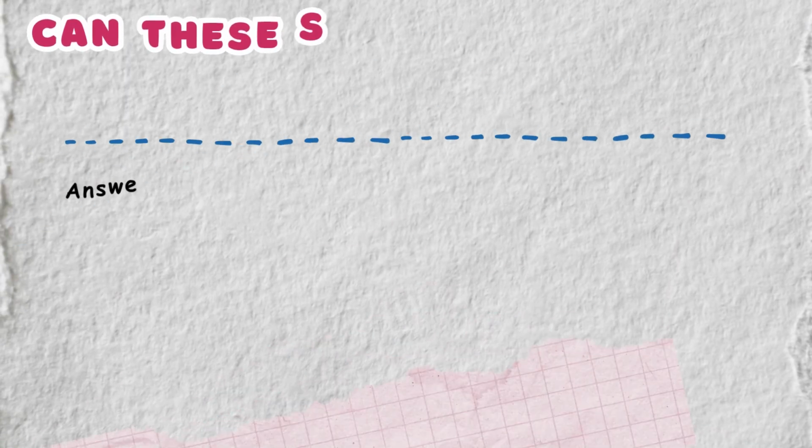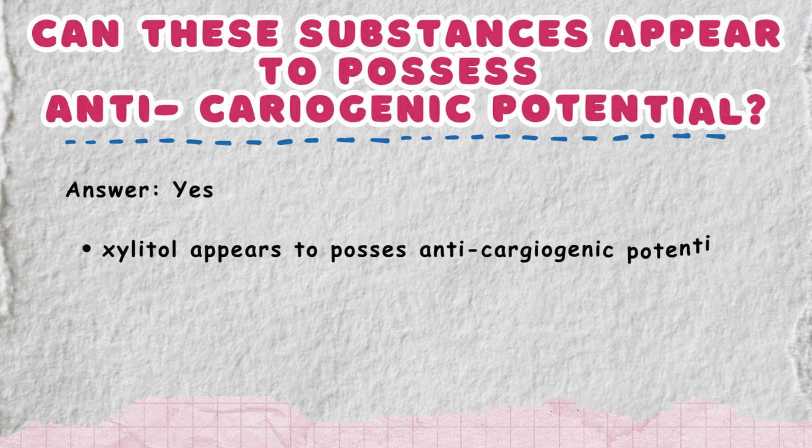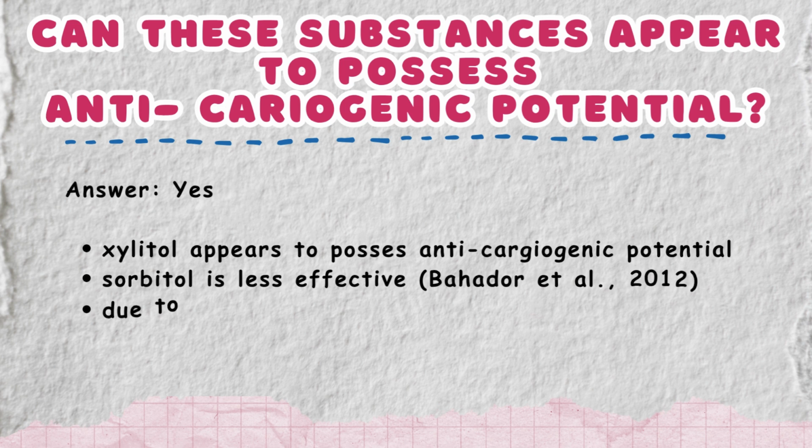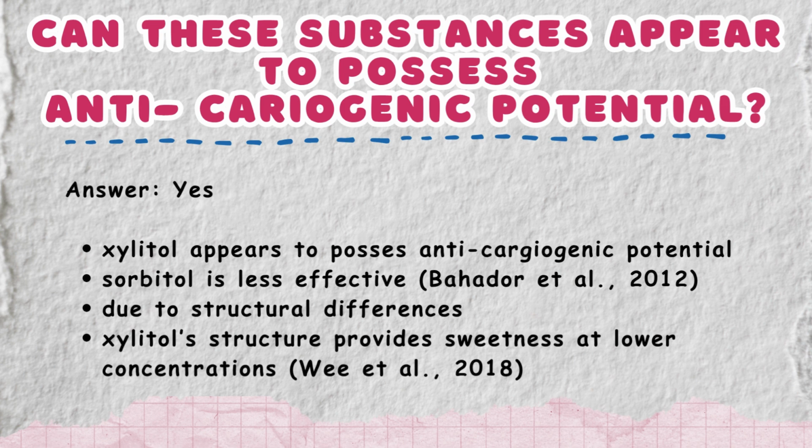Now we ask ourselves, can these substances appear to possess anti-carcinogenic potential? My answer is yes. Xylitol appears to possess anti-carcinogenic potential while sorbitol is much less effective. Evidence from Bador et al. 2012 shows that xylitol gum reduced S. mutans counts by 27% with a p-value of 0.01, whereas sorbitol gum only reduced counts by 3%, which is not significant. This effect is due to structural differences.